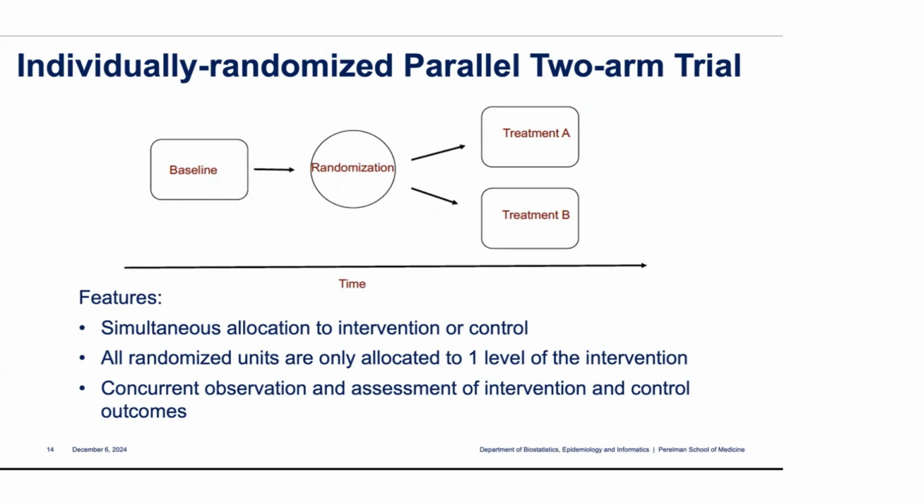And I just want to echo that we could also consider observational studies in this manner, except for the fact that the treatment allocation is not randomized. But you can imagine having a set of patients who select themselves into a treatment A or a treatment B, and then you observe them and assess their outcomes at the same time in both treatment levels. Right, so a feature of this is that all randomized units are only allocated to one level of the intervention. You get concurrent observation and assessment of the intervention and control outcomes.